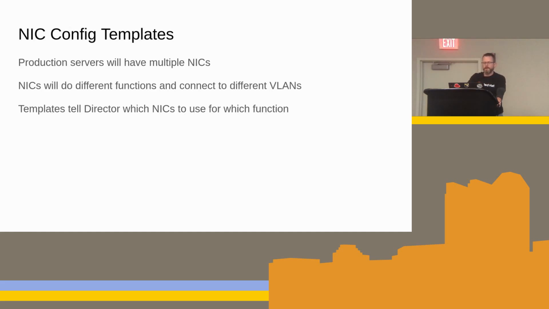Once again, prod machines are going to have multiple NICs. Depending on what you do, for OpenStack there are 5, 6, 7, 8 VLANs that you can run. I think the minimum recommended is like 5 different VLANs, and you're going to have different NICs. Some are going to be bound together. Anyway, you don't want OpenStack just randomly selecting your NICs because they're all going to be attached to different VLANs. So you can use NIC config templates. This will tell Director which NICs to use for which purposes, and where they go in the infrastructure that you're building.